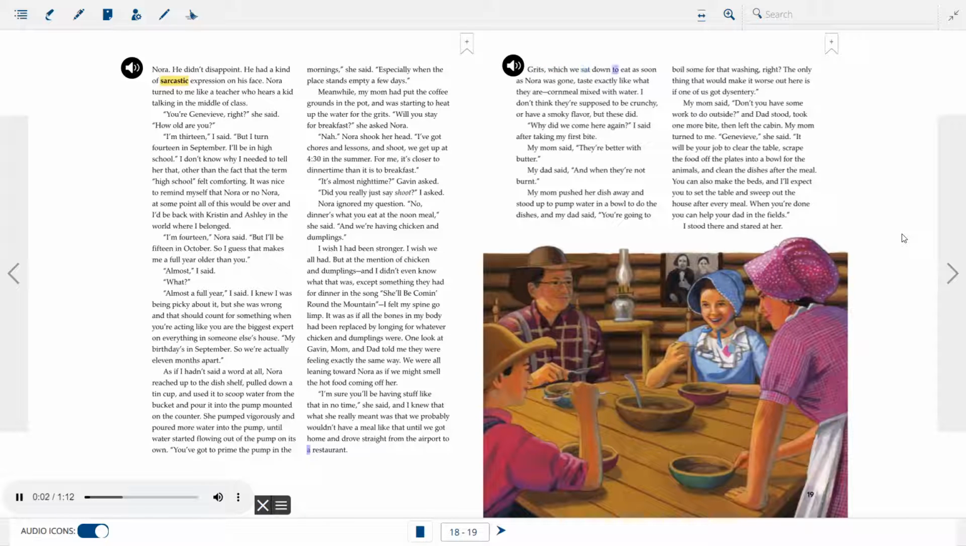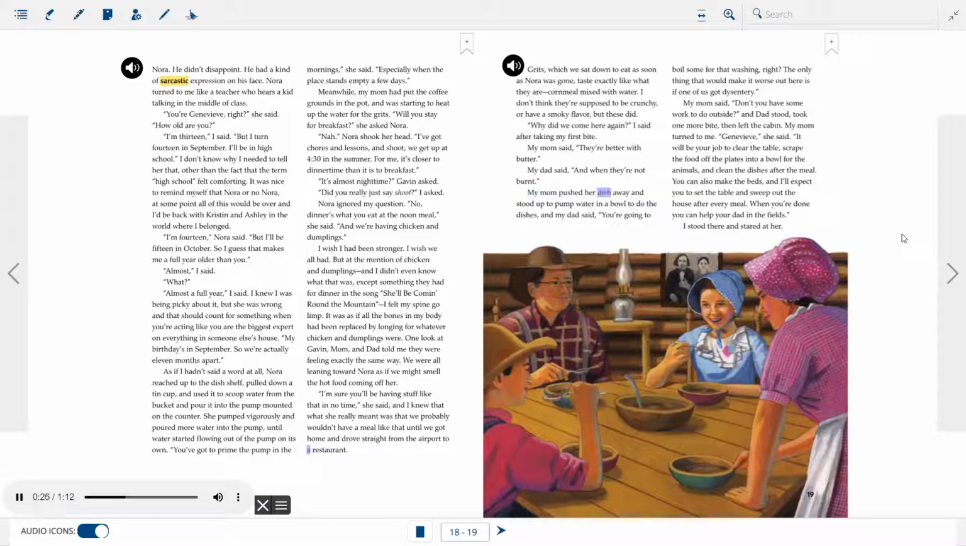Grits, which we sat down to eat as soon as Nora was gone, taste exactly like what they are: cornmeal mixed with water. I don't think they're supposed to be crunchy or have a smoky flavor, but these did. "Why did we come here again?" I said after taking my first bite. My mom said, "They're better with butter." My dad said, "And when they're not burnt."